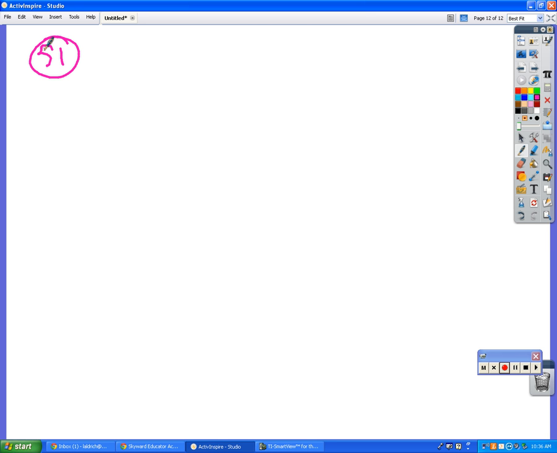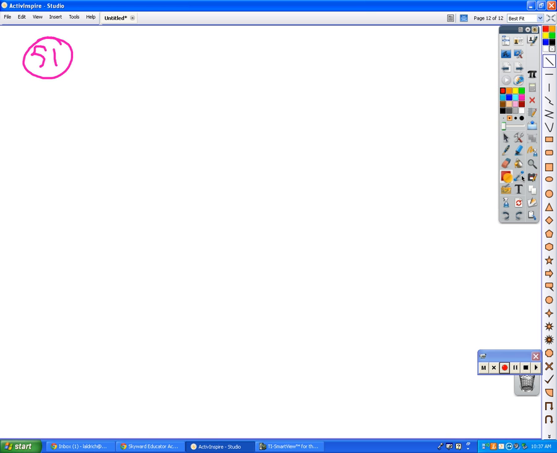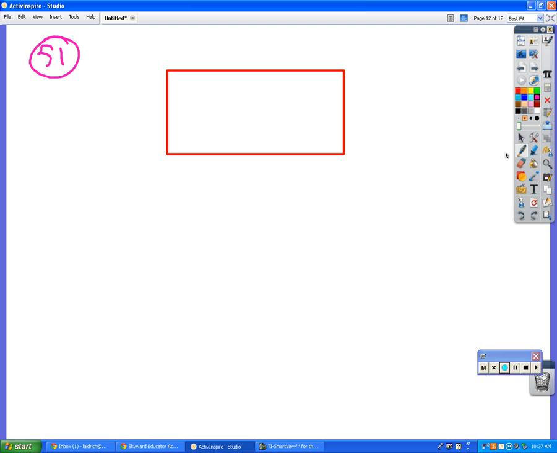Find a formula for the described function. Oh, I was looking at the wrong one, I was looking at 52. So, okay. A rectangle has a perimeter of 20 meters. Express the area of the rectangle as a function of the length of one of its sides. So we'll call this length, and we'll call this width.